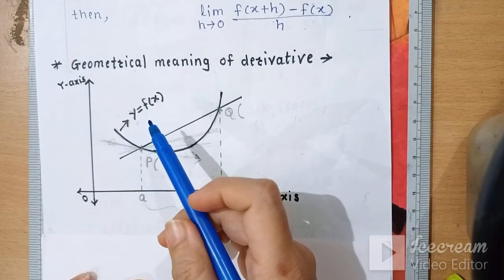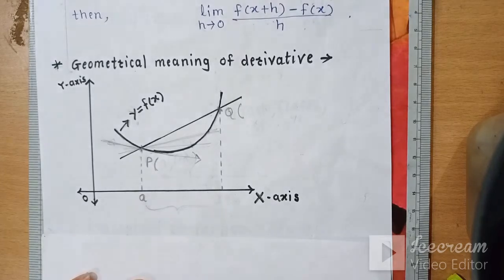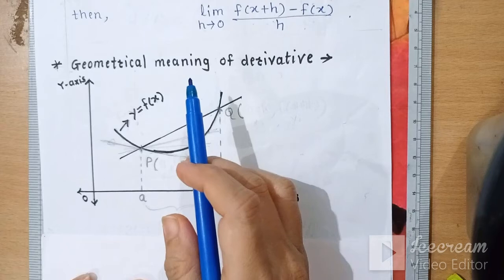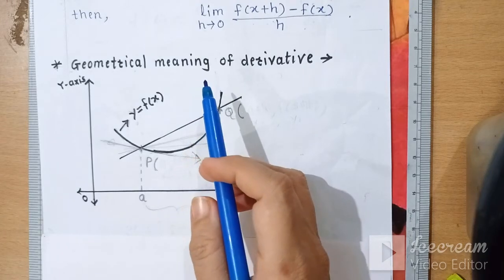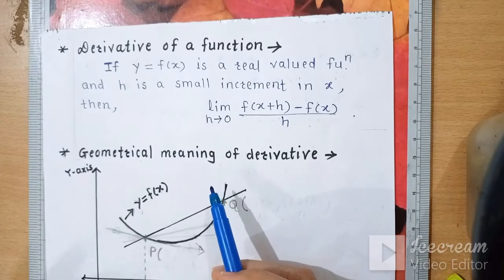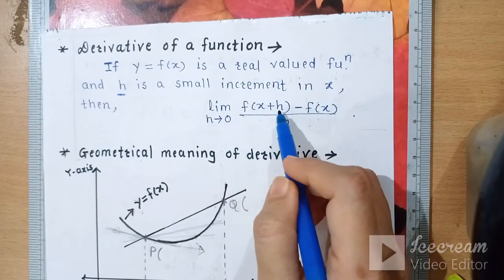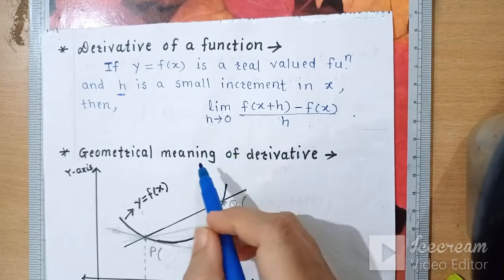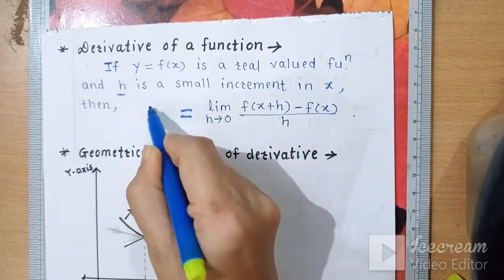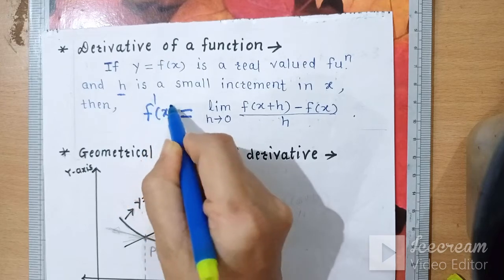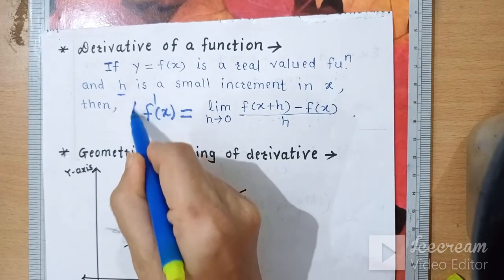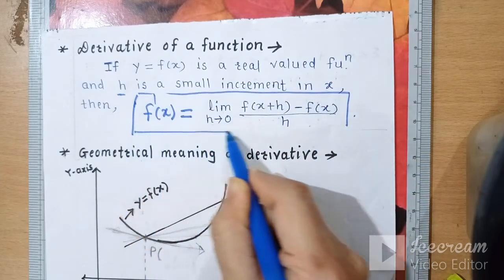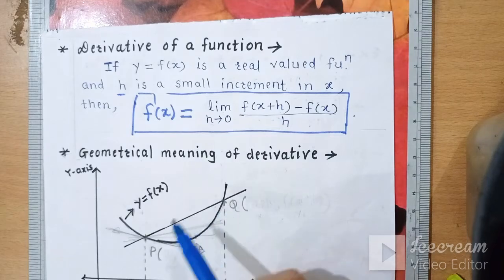Hi students, now we are discussing the geometrical meaning of derivative, but before that we will revise the derivative of a function. Limit of f of x plus h minus f of x upon h as h tends to 0 is nothing but the derivative of the function. We know that this is called the derivative by the first principle.